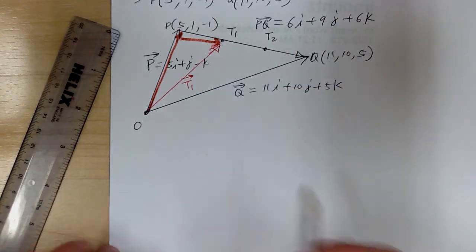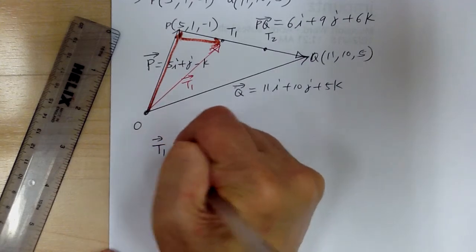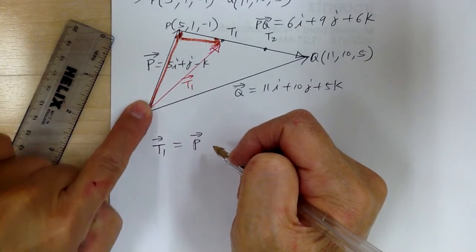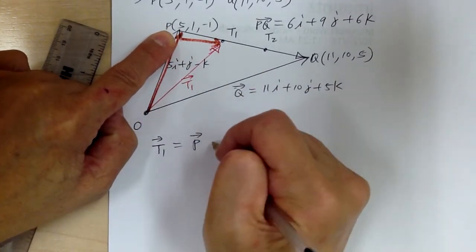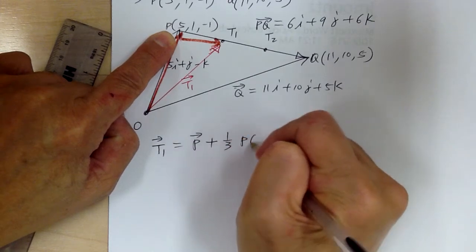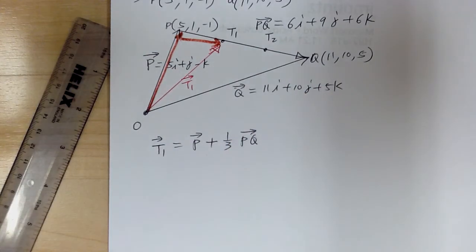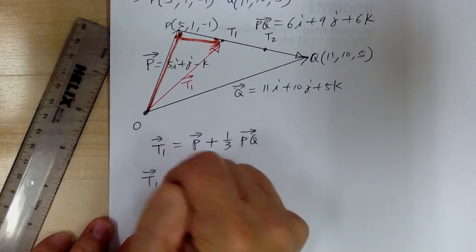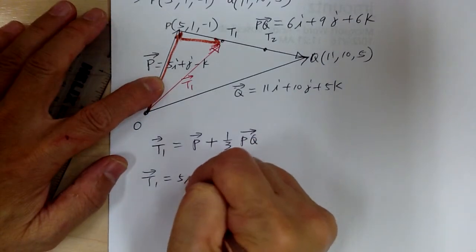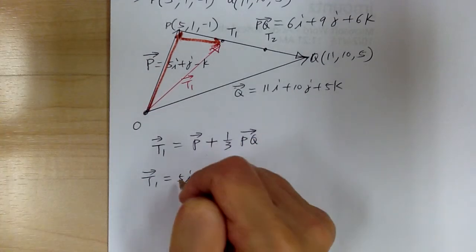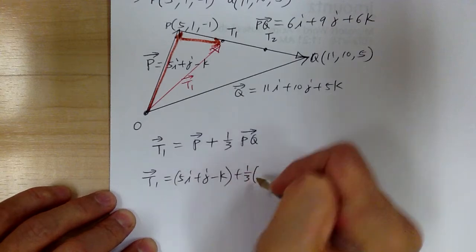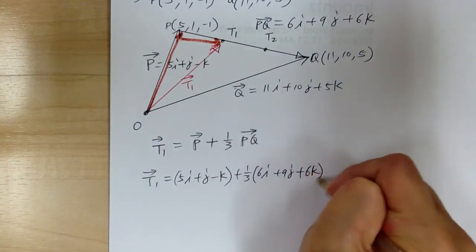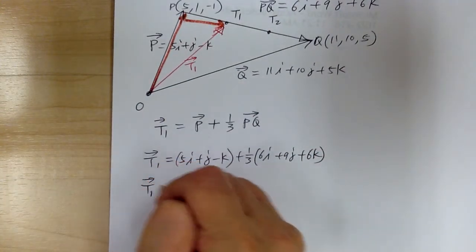So that's your vector T1, right? So the vector T1 is going to equal vector P. So again, to go from here to here is same as you go to here first. So that's P plus 1/3 PQ. Okay. So now next go and substitute. So T1 vector is equal to 5i plus j minus k plus 1/3 times 6i plus 9j plus 6k. So go and work it out.